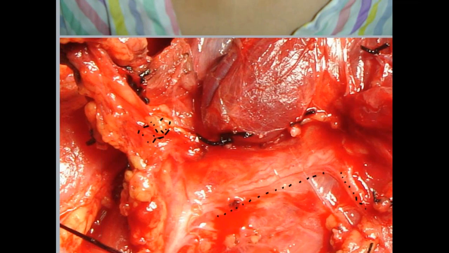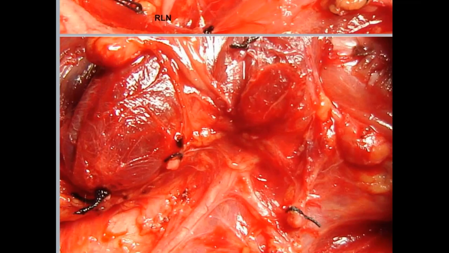Okay. Now, we'll do the central compartment dissection and we'll trace it right up to the entry of the recurrent laryngeal nerve and the point where it crosses. And this would mean that we can go right into the tunnel where we have reached. And you can see again the inferior thyroid artery, which I'm pointing at here.